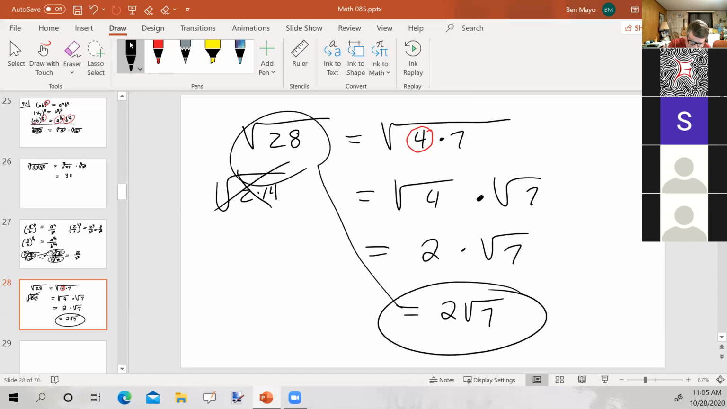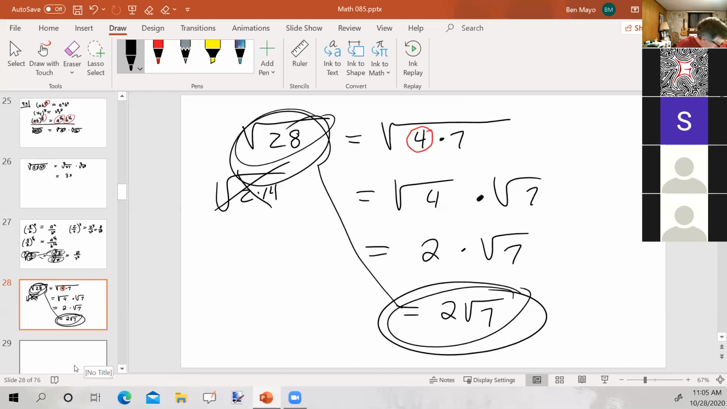So I have simplified the square root of 28 by taking the factor of a 4 and unsquaring it, kicking the 2 outside. So again, the answer looks more complicated than the original statement. So it's like, how is that making it simpler? But there's less under the radical, and that's considered simplifying it. Okay, any questions on this example?